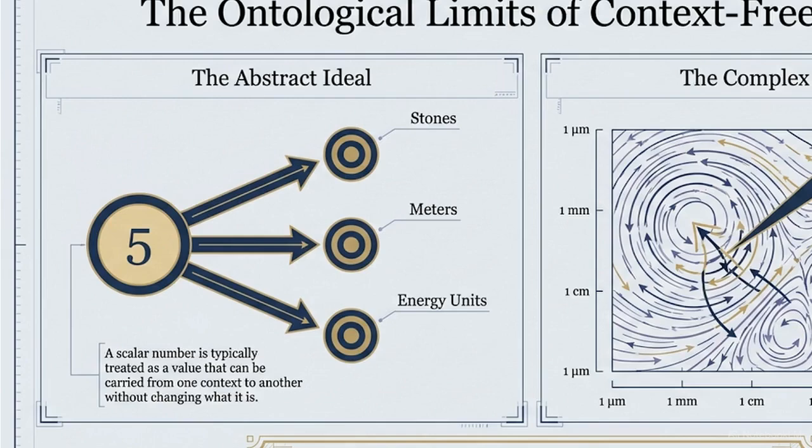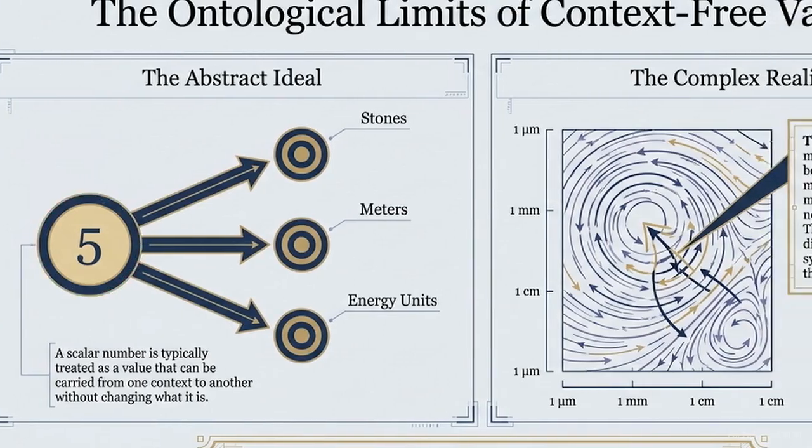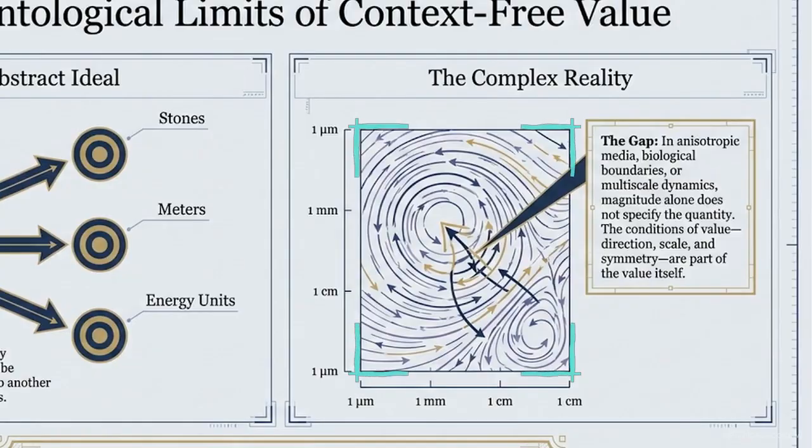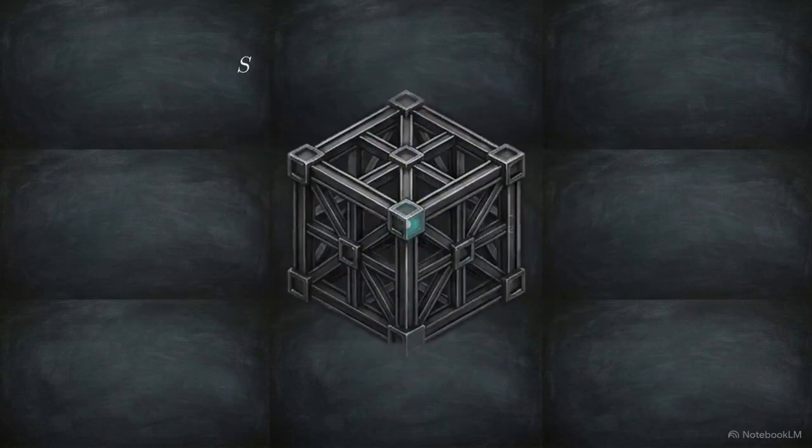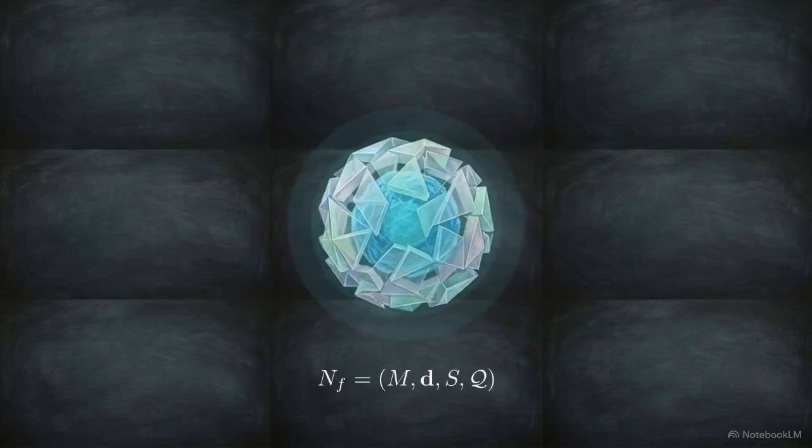The abstract ideal maps the number 5 to stones, meters, or energy, but in complex reality, these vector arrows are trapped within an anisotropic boundary layer, influenced entirely by their surroundings. In anisotropic media, turbulent flows, or quantum systems, magnitude alone cannot specify a quantity. The value is inextricably linked to the scale of measurement and the underlying symmetry that governs it.